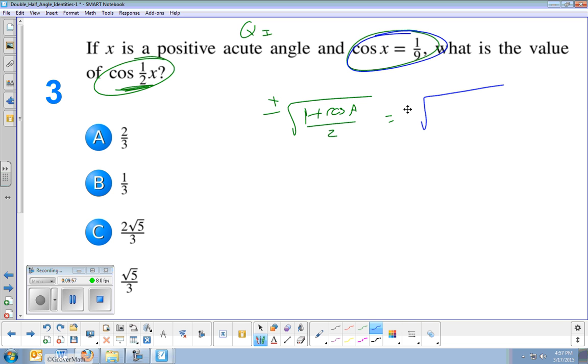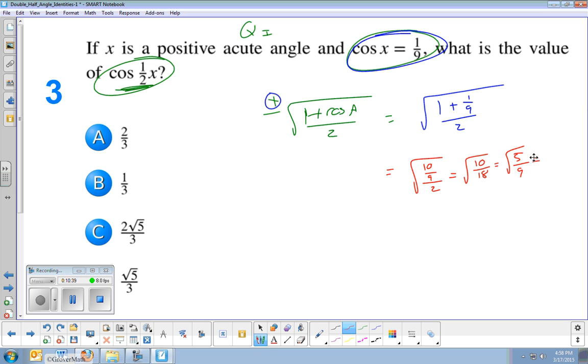The plus or minus is because you're not sure what quadrant it is, but because we're in quadrant 1, it's going to be positive, so I could just drop that. And replace cosine with 1/9. So I have 1 plus 1/9 over 2. You could do the algebra here in your calculator if you'd like. I think a lot of you probably will. What's 1 plus 1/9 divided by 2? Well, 1 plus 1/9 is 10/9. Divided by 2 is 10 over 18. And 10 over 18 simplifies to be, divided both by 2, 5 over 9.